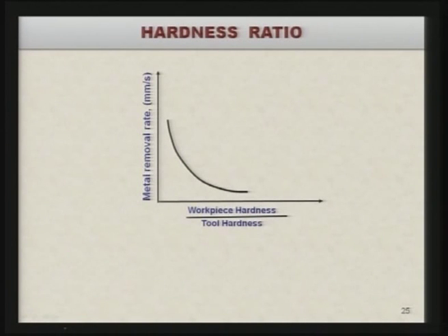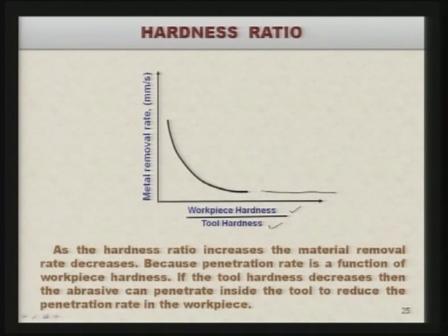Hardness ratio, the ratio of the workpiece hardness and the tool hardness, also plays an important role. As we already know, as the hardness of the workpiece increases, the material removal rate is going to go down. So, you can see here that as the ratio of workpiece hardness and tool hardness is increasing, the metal removal rate in terms of millimeter per second is decreasing, and it becomes more or less asymptotic beyond a certain value. But if the hardness of the workpiece is very high, then the metal removal rate may decrease substantially, tending towards 0.